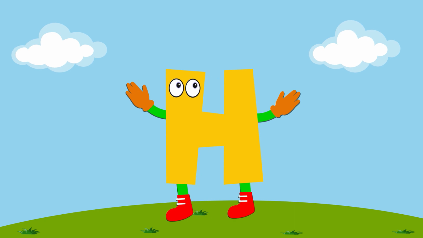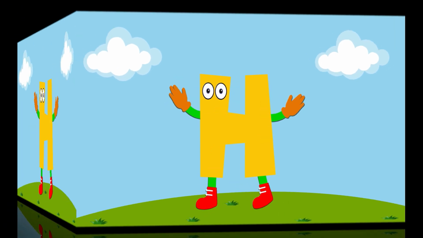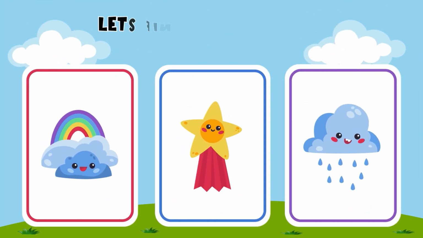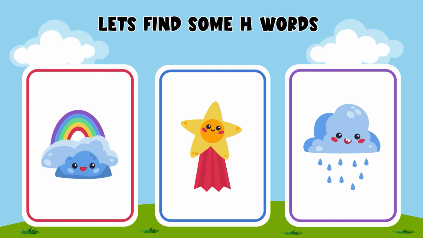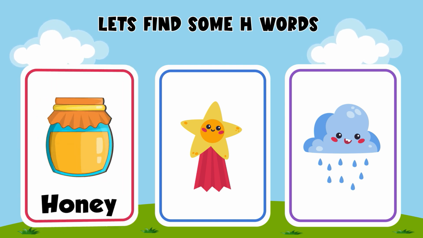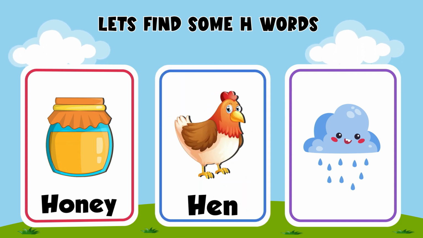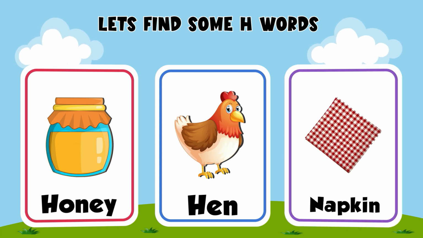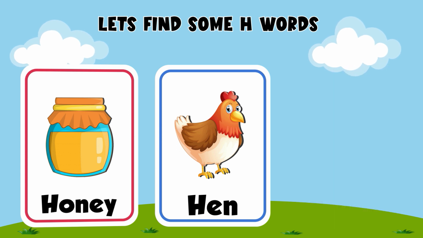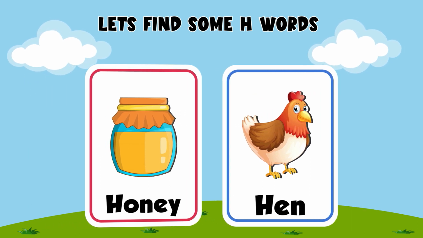This is alphabet H. Let's find some H words. Honey. Pen. Napkin. H, honey. H, hen.